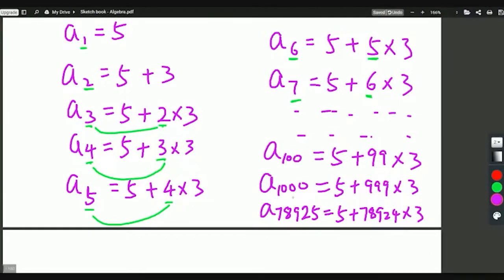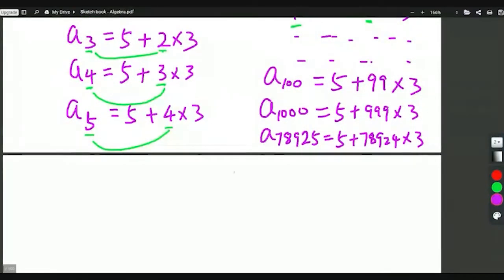Now, let's review. How did we get here? We get here by writing down the 1st, 2nd, 3rd, 4th, 5th terms, and we see the pattern. The pattern is that something doesn't change, and only 2 things change. And their relationship is that this number is 1 less than the term.